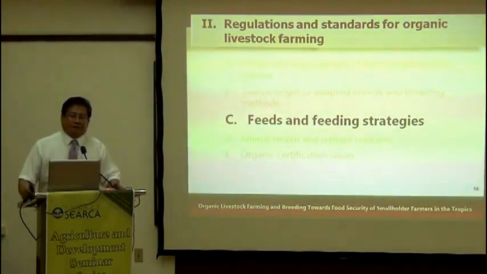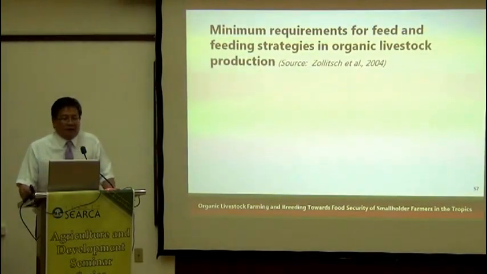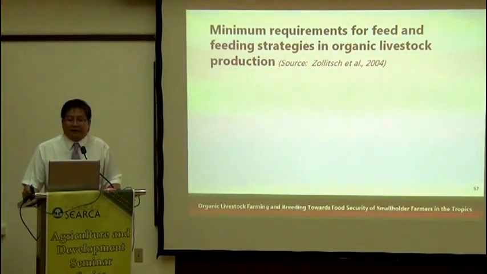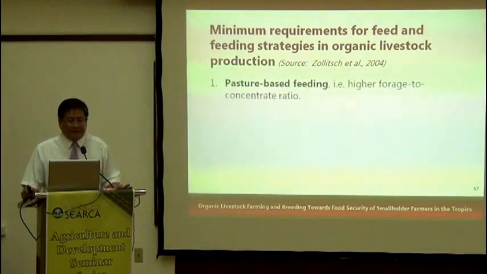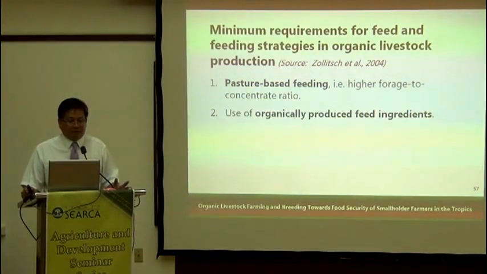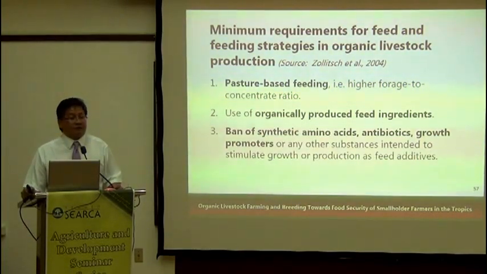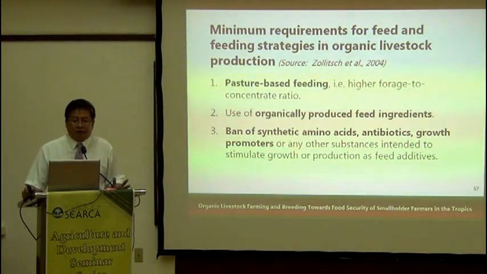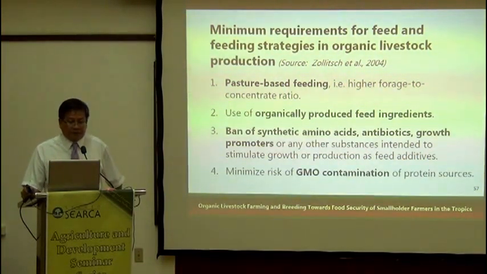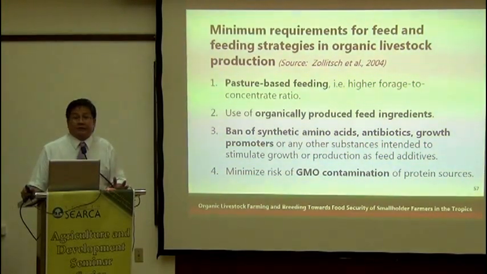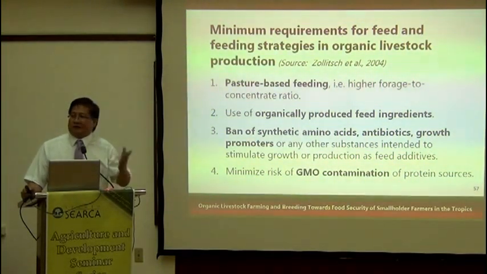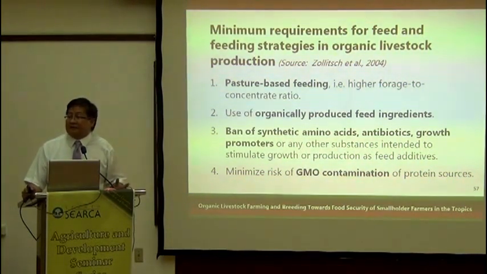About feeds and feeding strategies, again for the benefit of our nutritionist friends here in the hall, there are minimum requirements for feed and feeding strategies for organic livestock production, and I could cite only four. One is that it should be pasture-based farming, meaning there should be a higher forage to concentrate ratio, even in the diets. Second, it will promote the use of organically produced feed ingredients. Third, the ban on the use of synthetic amino acids, antibiotics, growth promoters, and other substances intended to stimulate growth or production as feed additives. And the last one is you minimize the risk of GMO contamination of the protein sources. Although technically, almost 98% of the feed ingredients that we import, like corn, soya, and many more, are actually products of GMO.